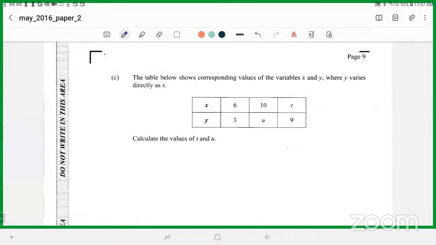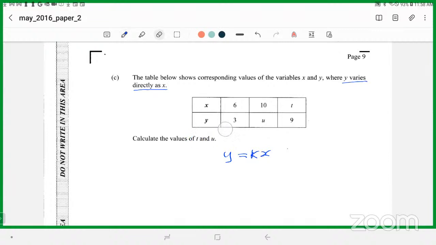All right, let's see what this one says now. The table below shows corresponding values of x and y, where y varies directly as x. So this one is simple. Y varies directly as x. So it's just y and x are the variables. It's a direct variation. So it simply means that y is equal to k times x. Simple as that. That's the relationship. They want us to calculate the values for t and u.